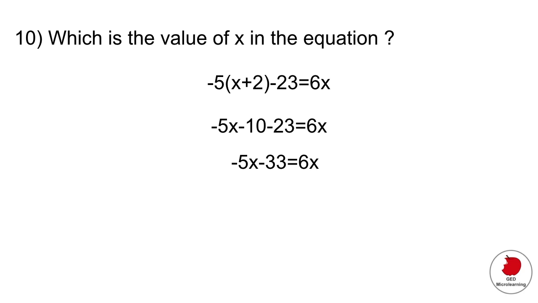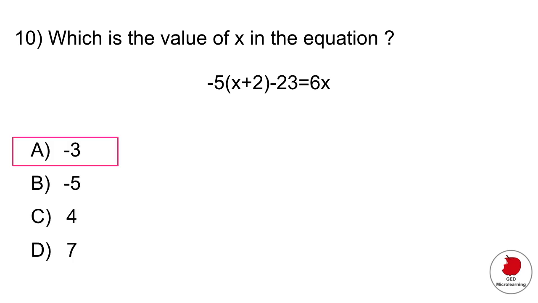And now what we want to do is isolate, we want to move this x to the right side so that we can solve for x. So how do we do that? Well, we're going to add 5x to the left side, 5x to the right side. And we end up with this. And now all you have to do is divide both sides by 11. That gives you x is minus 3. Option A.